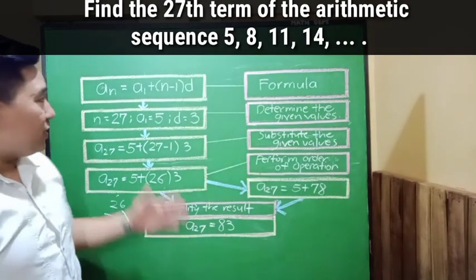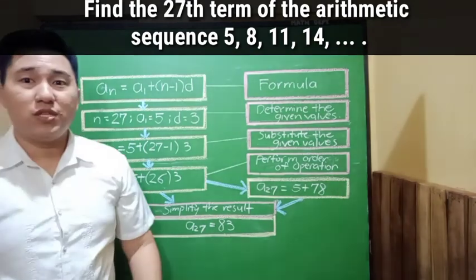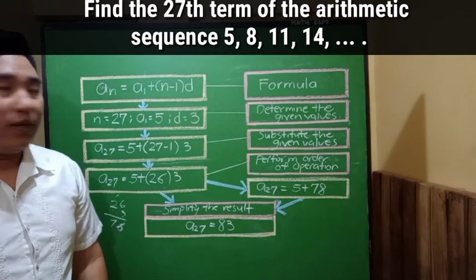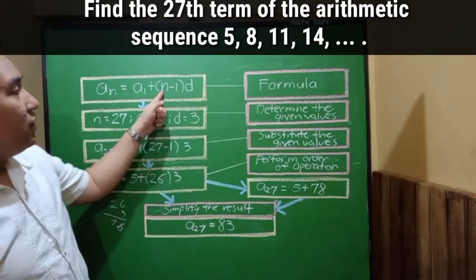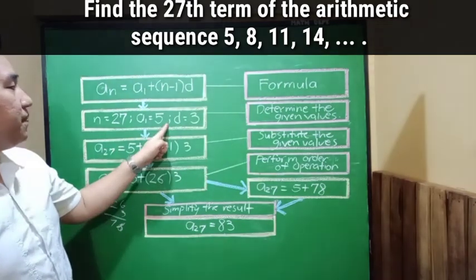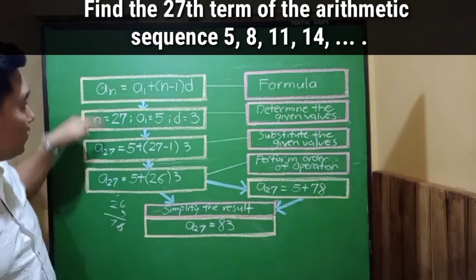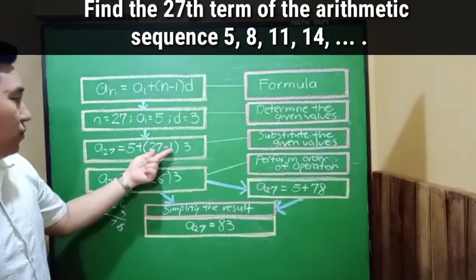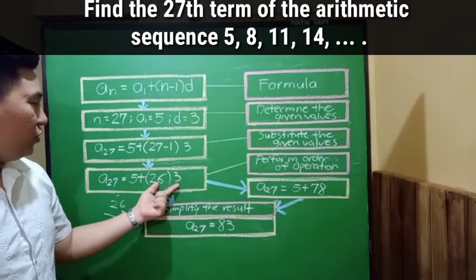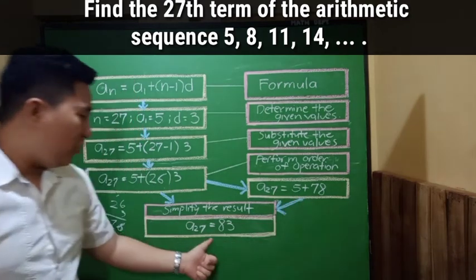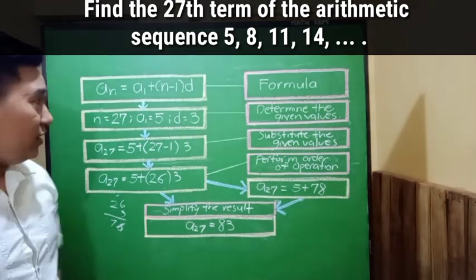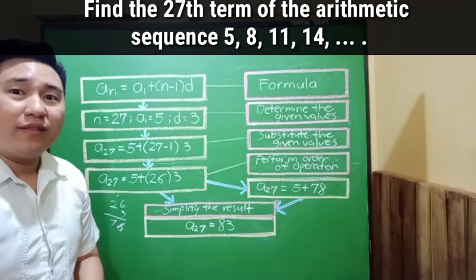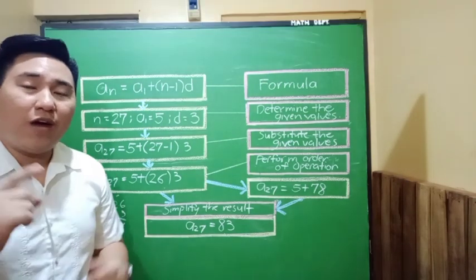Okay? So as you can see, it's clear. You just simply follow the procedure and do the step-by-step solution. Okay? Formula. Determine the given values. Substitute the given values into the formula. Then we perform the order of operations. So parentheses first, then we multiply, then we add. Then we come up with the result. Okay? So that's the second method on how to get the specific term of an arithmetic sequence.